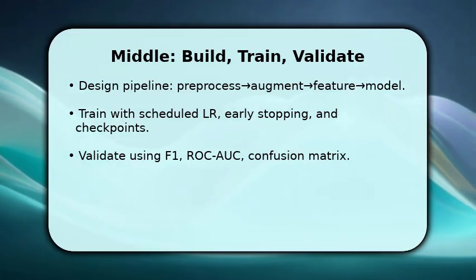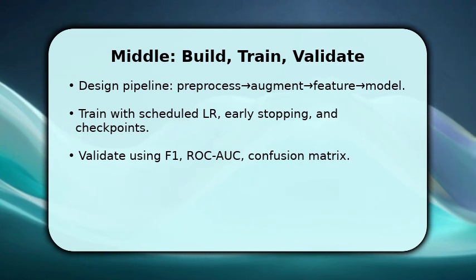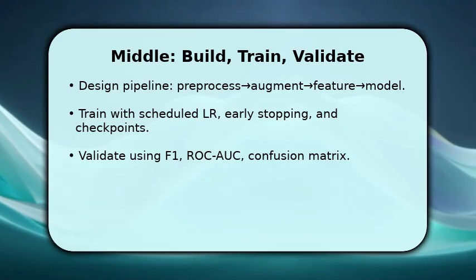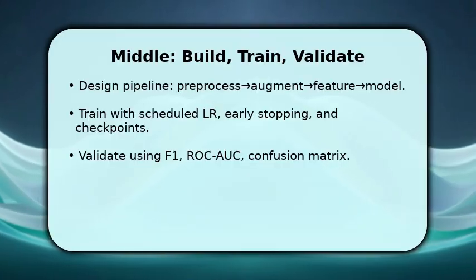Validate continuously with F1 and ROC AUC. Inspect a confusion matrix and sample outputs to understand errors. Once metrics plateau, freeze features and tune only top layers to conserve resources.